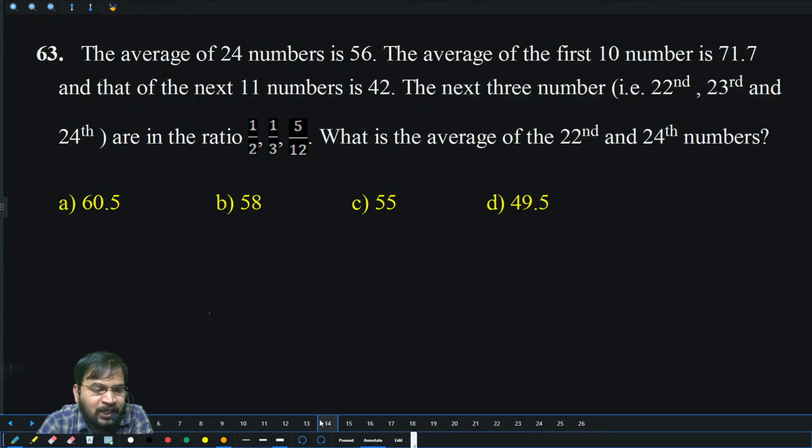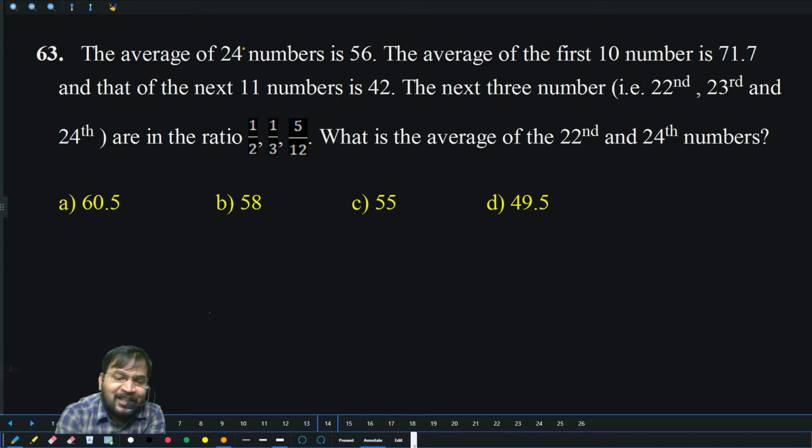The average of 24 numbers is 56. The average of the first 10 is 71.7. The next 11 is 42. What are the next numbers? The next numbers are in the ratio 1/2, 1/3, 5/12. What is the average of the 22nd and 24th?